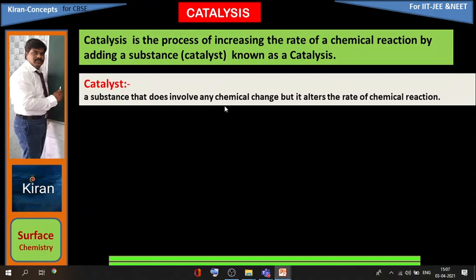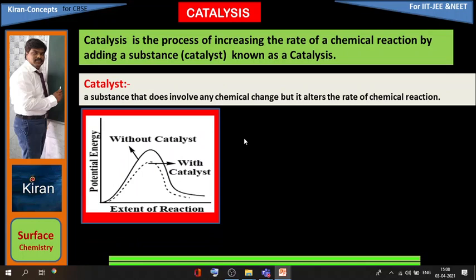What is a catalyst? A substance that does not involve itself in any chemical reaction or chemical change, but it alters the rate of the chemical reaction. It may increase the rate of reaction, it may decrease the rate of reaction, or it may optimize the rate of reaction. Such a chemical substance is known as a catalyst.